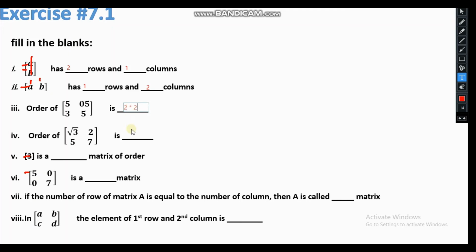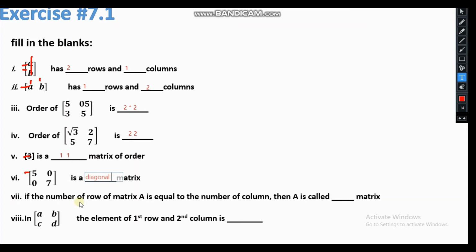So we can write here 2, and now again this is the order of matrices. We can write here 2 cross 2, a 2 cross 2 matrix. So again this is the order of the matrix, so we can write here 1 cross 1. So this is a diagonal matrix.